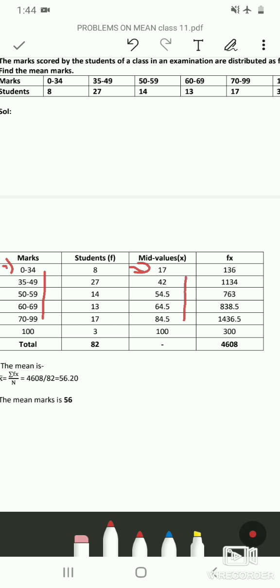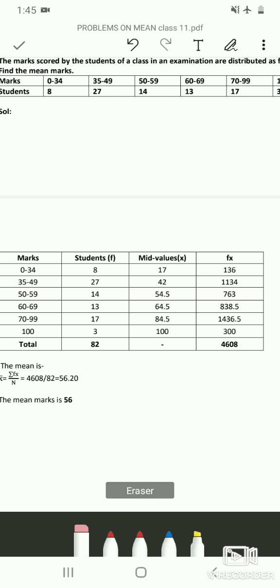This will be the mid values, and here there is no upper limit and lower limit, it is a single value, so the mid value remains the same, that is 100. And once you get f and x, the next column would be f into x, that is fx. Multiply these two to get fx, and then the final step would be to calculate summation fx. Add these values to get summation fx.